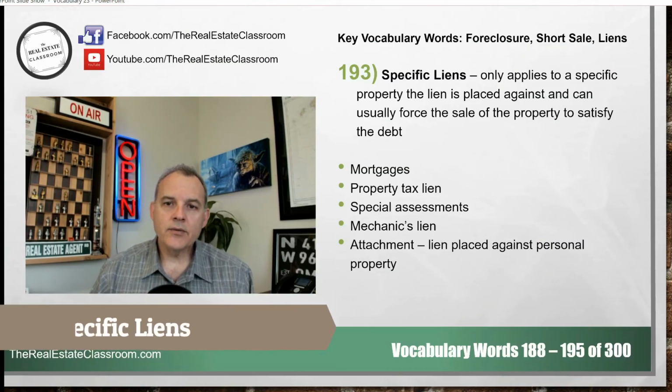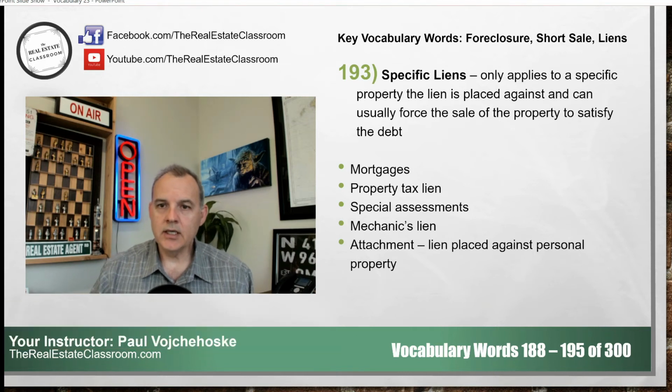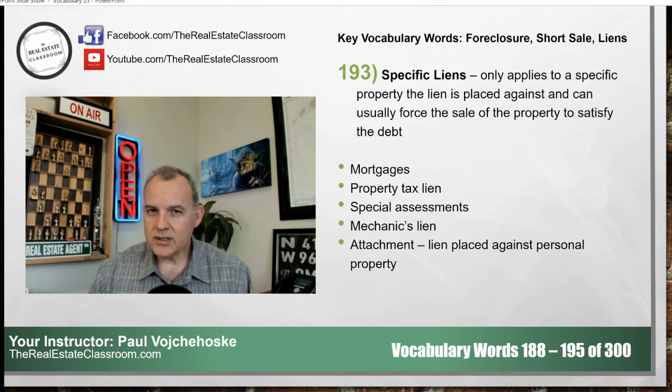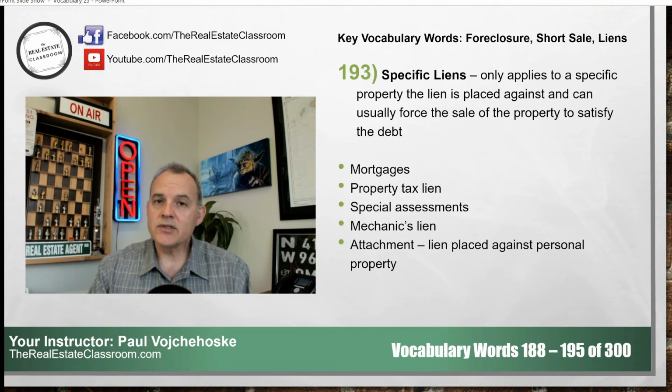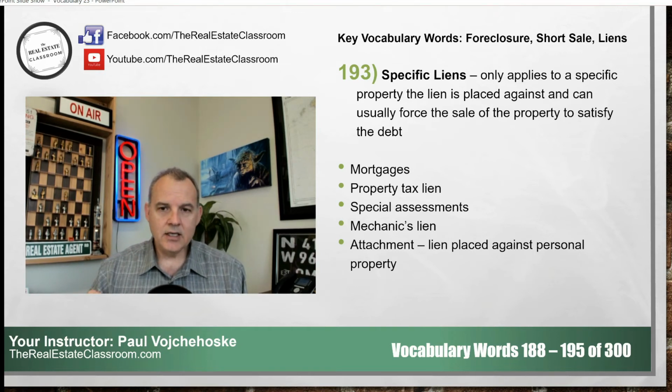Number 193, a type of lien is called a specific lien. This only applies to a specific property that the lien is placed against, and most of the time, depending on the state, it can force the sale of the property to satisfy that debt. Remember, specific liens. Specific is the key. It's a lien that's placed against a specific property.